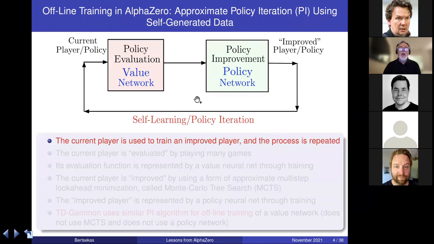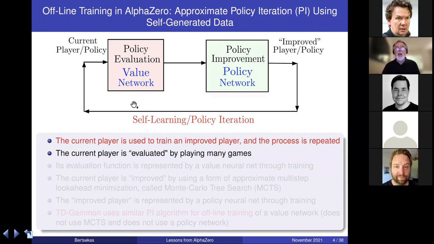So let me go now into the offline training algorithm AlphaZero. It is approximate policy iteration with self-generated data. What we do here is generate a sequence of players. And the current player is used to train an improved player. And this process is repeated several times until we stop somewhere and we give the trained player at the end to the online play algorithm.